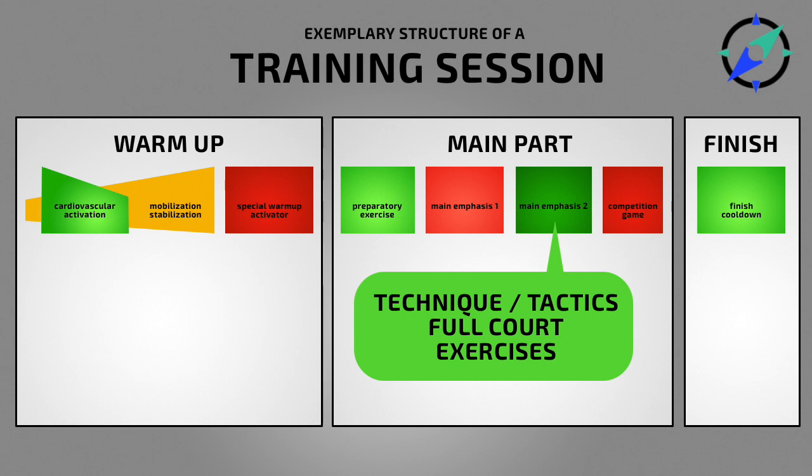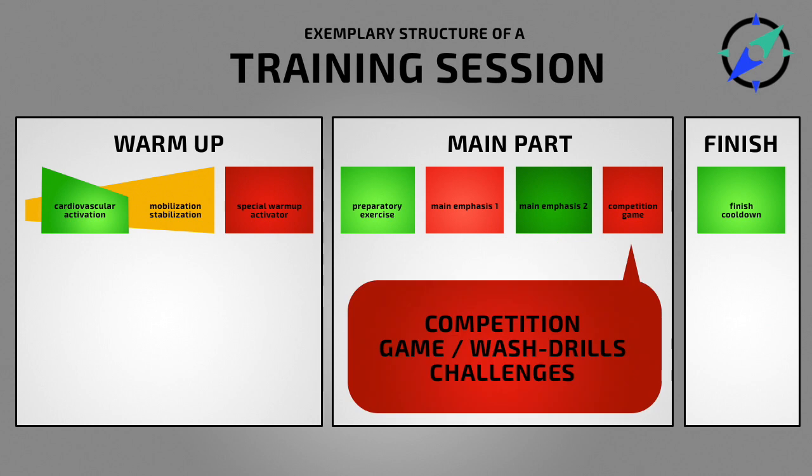As a great guideline, you advance to main emphasis 2, going to full court, making some gameplay or even exercises if necessary. By the same, you still build up on the technique and tactics you learned before and prepare for the last part, the competition game at the end of the training. This last portion of the main part should be high intensity because everybody is supposed to get to their limits in the competition game. It can be some wash drills or challenges as well, maybe a game with special rules or a different scoring system depending on what you want to achieve in this training.